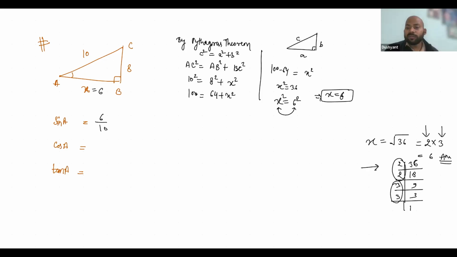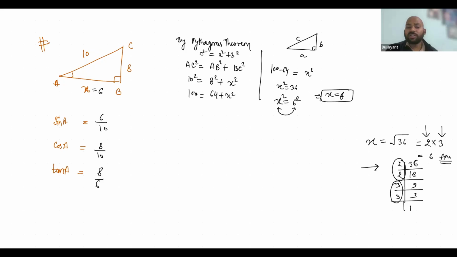And then tangent would be opposite over adjacent, so that would be 6 over 8. Or is it 8 over 6? Okay, so what about sine A? Can you check sine A and cos A again?